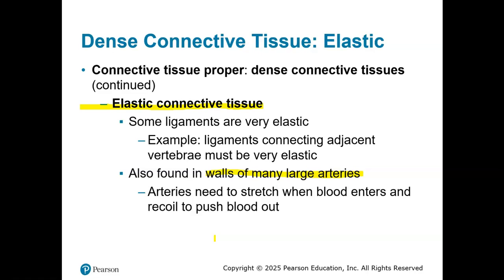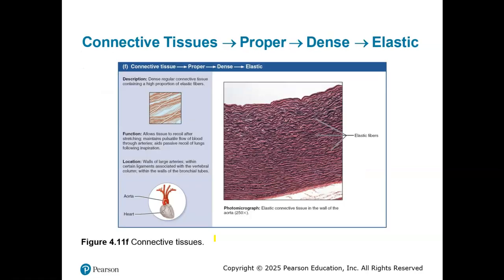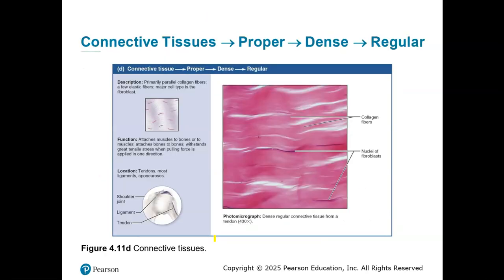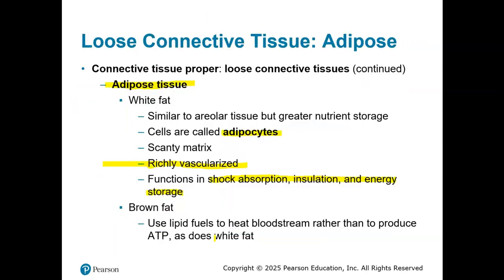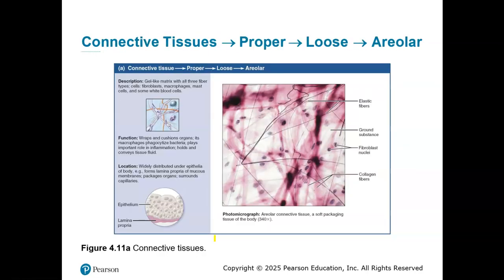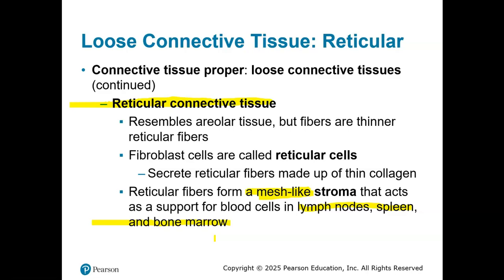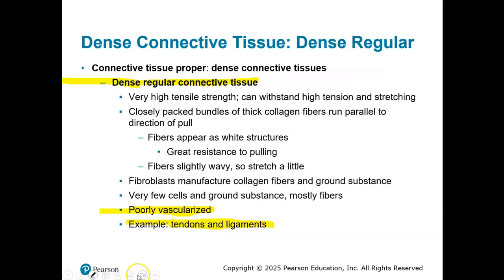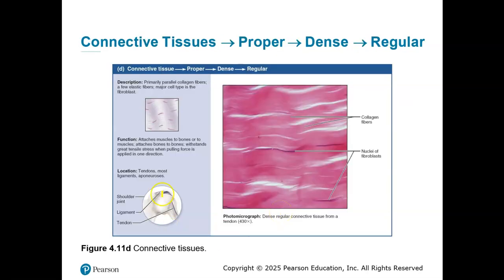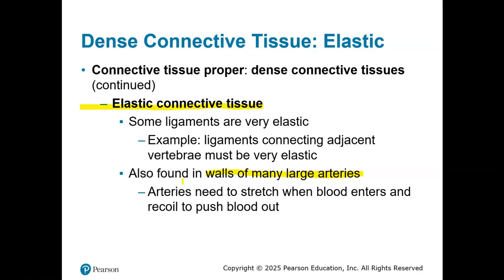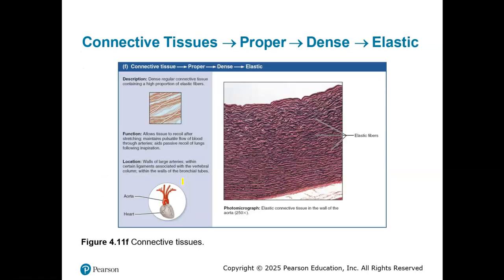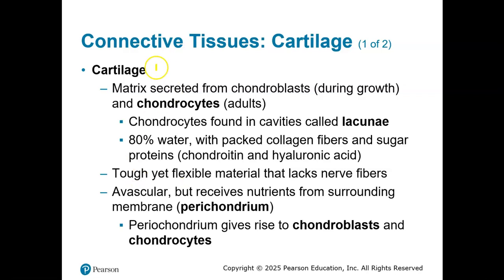And don't forget tendons and ligaments. I know it wasn't actually in your notes, but I do expect you to know that tendons connect muscles to bones, and ligaments connect bone to bone. Here it's the definitions: attaches muscles to bones, that would be your tendons, and attaches bones to bones, that would be your ligaments. Then we have the solid connective tissue, which is cartilage and bone.